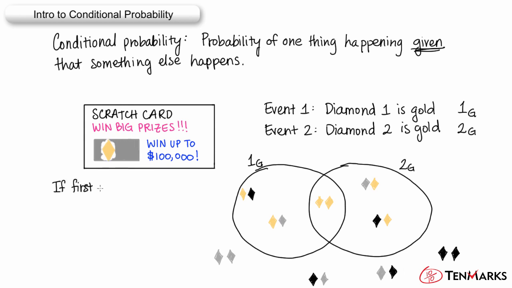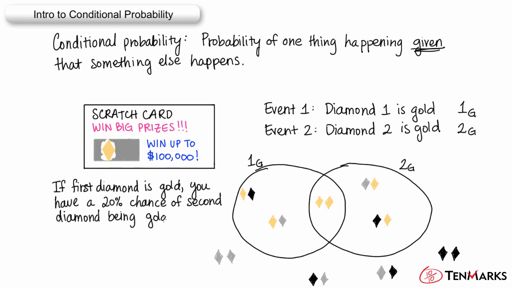Now let's say that if the first diamond is gold, you have a 20% chance of the second diamond being gold. We can write this idea in this way. The probability that the second diamond is gold, given that the first diamond is gold, is 20%, or 0.2.